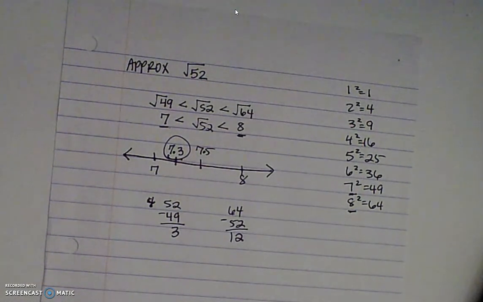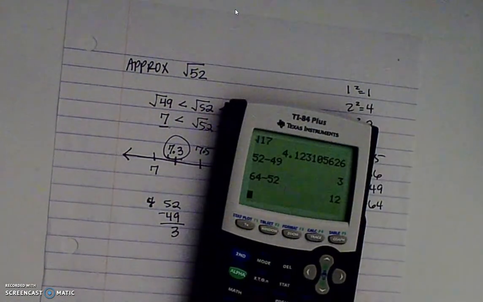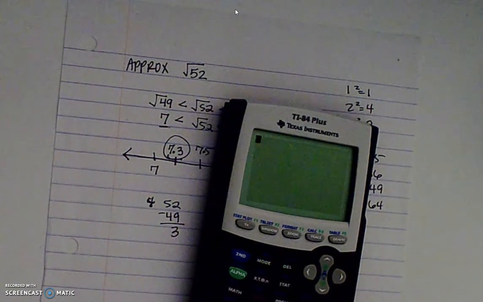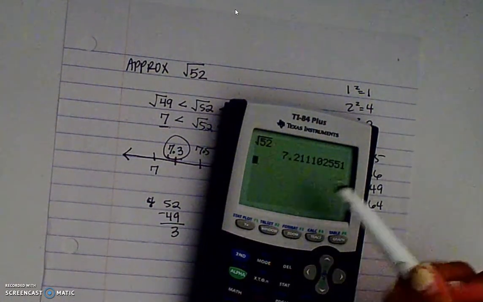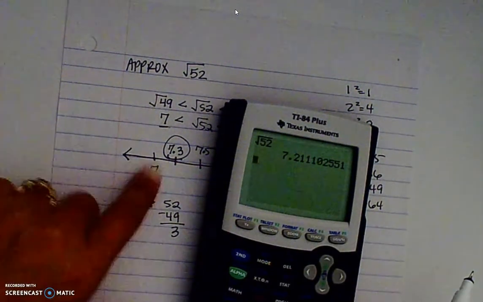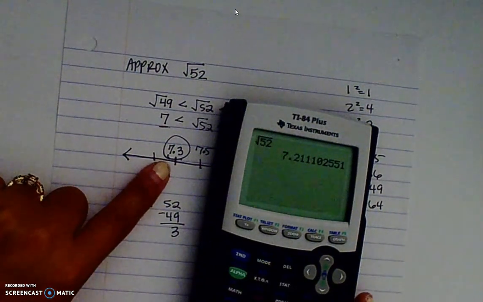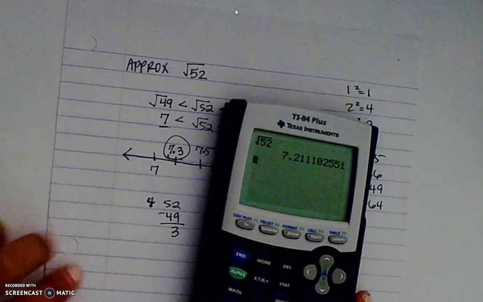Where is it closest to? So again, I can get my calculator, and I can say the square root of 52, and it's 7 and 2/10. So I wasn't off by much. I was just off by 1/10, but again, it is an approximation.